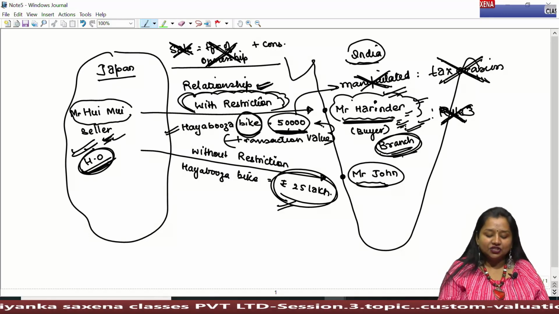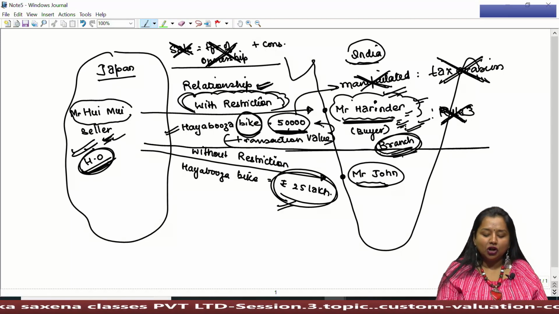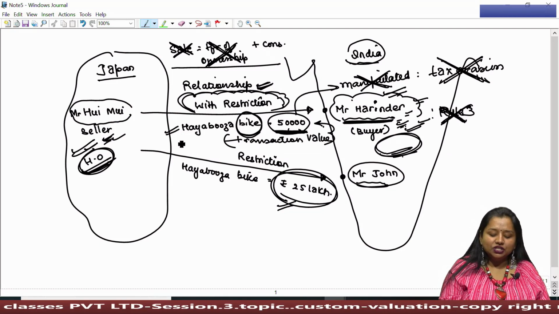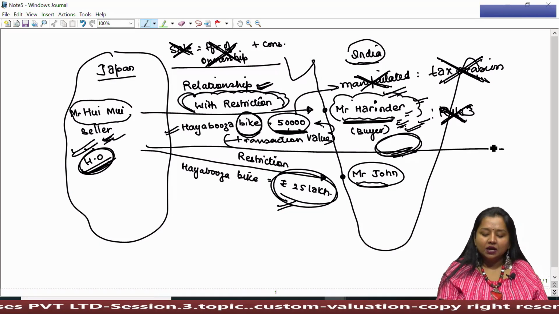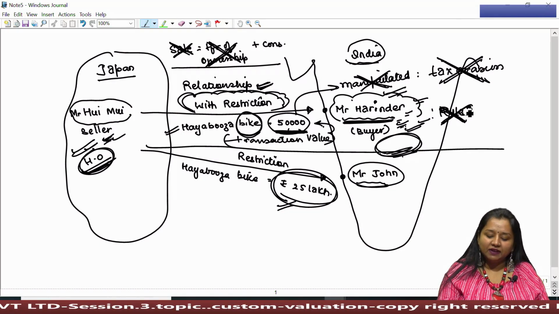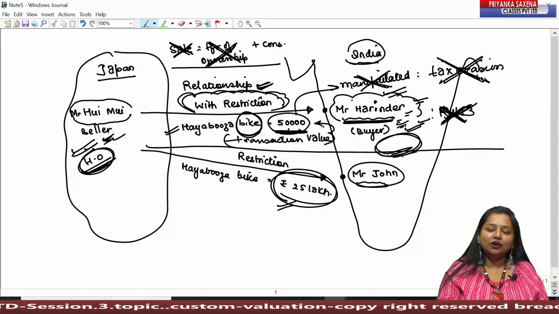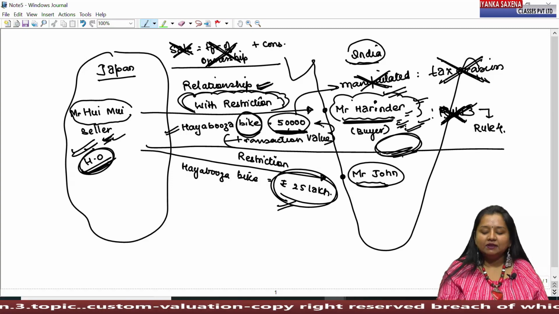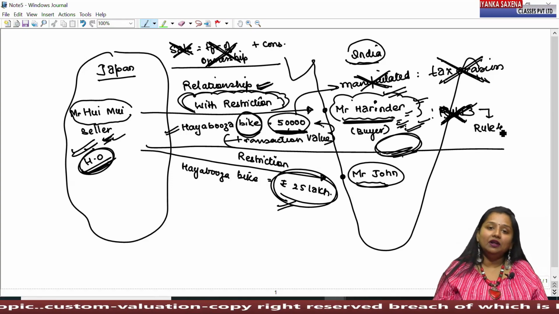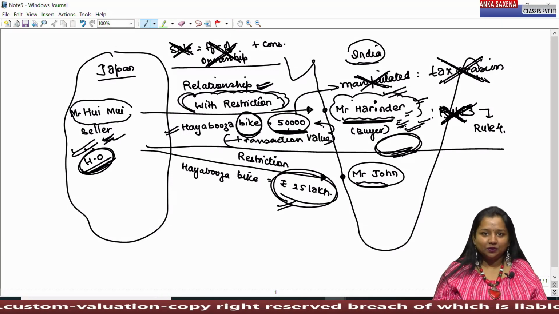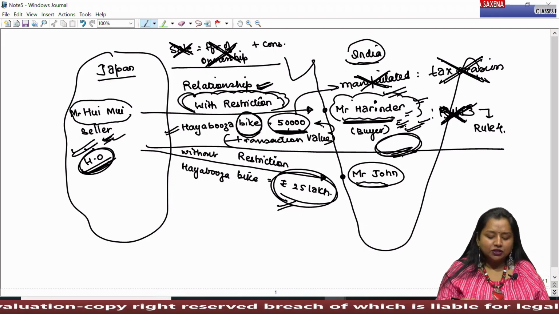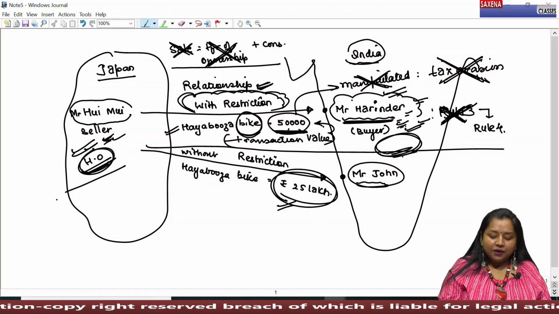That is, such transaction value shall not be considered. This transaction value shall not be considered while determining the assessable value. And if rule 3 cannot be applied, then by proceeding sequentially, the assessable value shall be determined under rule 4. Okay.